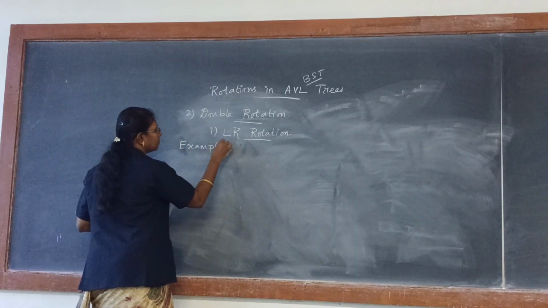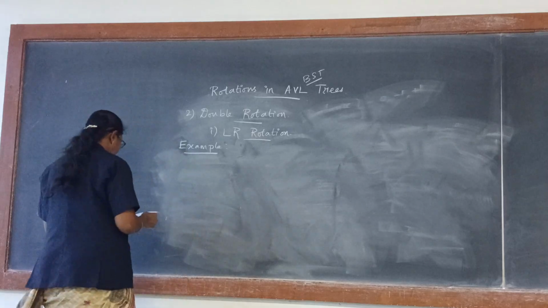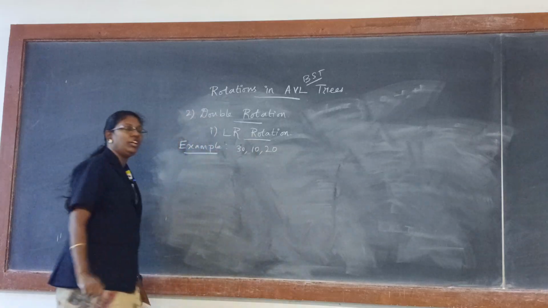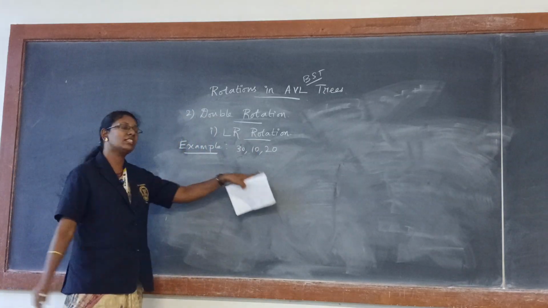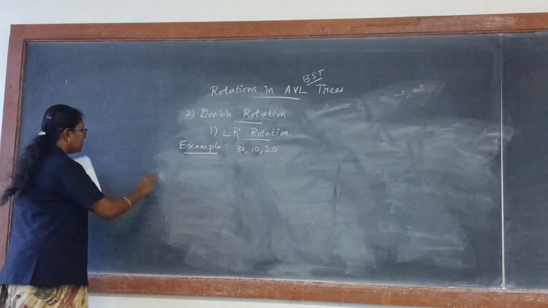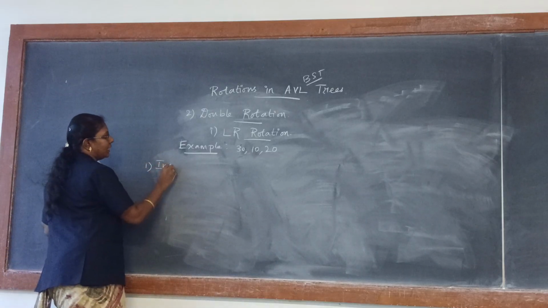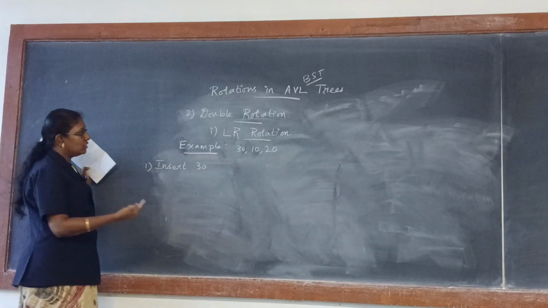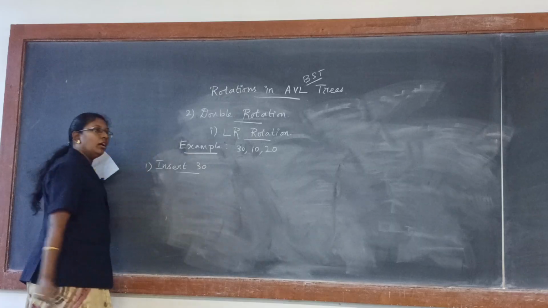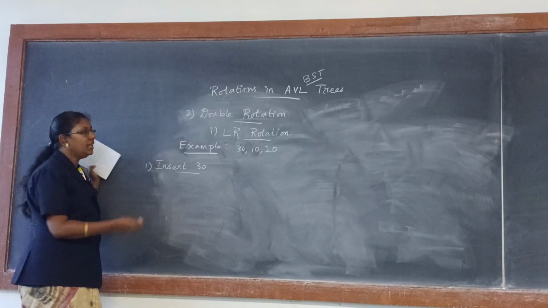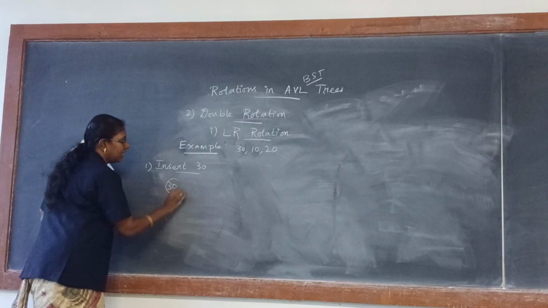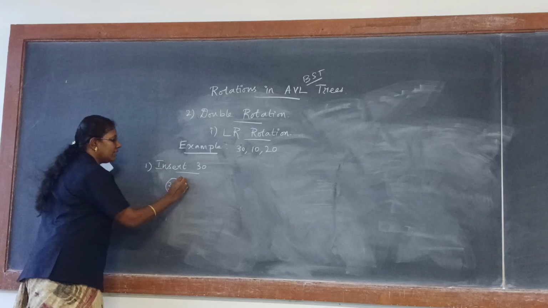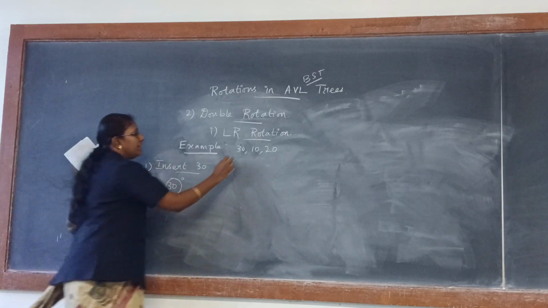For explaining this LR rotation, I have taken one example with values 30, 10 and 20. Again, I am going to construct one AVL tree using these three values only. Okay, so first I'm going to insert 30. So now there are no nodes in the AVL tree. So I'm going to insert 30, means 30 is the root node as well as the leaf node. So the balance factor for this node is 0 here.